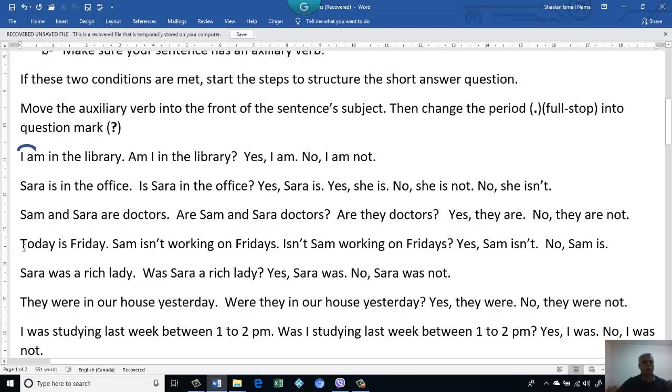Then if we look here, today is a Friday. Let's say Sam maybe is working. Then we have a sentence like this: Sam is not working on Fridays. If we make this one a question, I have to take this as one part. Then I'm going to put it in front of the subject. Isn't Sam working on Fridays? Then I'm going to answer it. Yes, Sam isn't, because Sam doesn't work on Fridays. Okay? Then you say, no, Sam is.